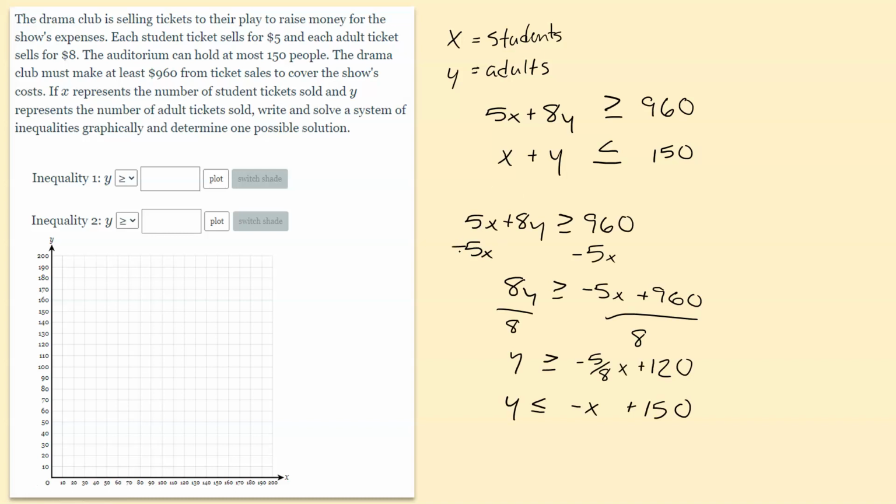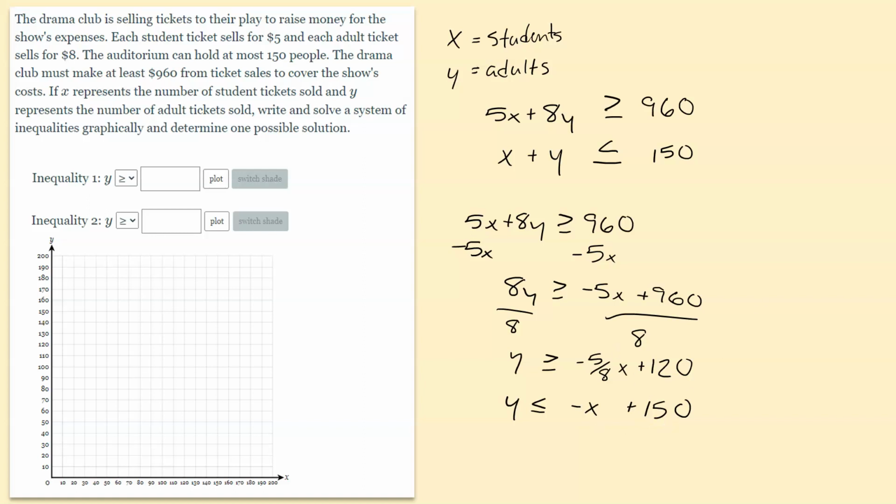First inequality, subtract 5x on both sides, and then you have 8y is greater than or equal to negative 5x plus 960. Divide both sides by 8, so then you have y is greater than or equal to negative 5/8 x plus 120. That is in slope-intercept form. For the second inequality, all you have to do is subtract x to the other side. So you should get y is less than or equal to negative x plus 150.